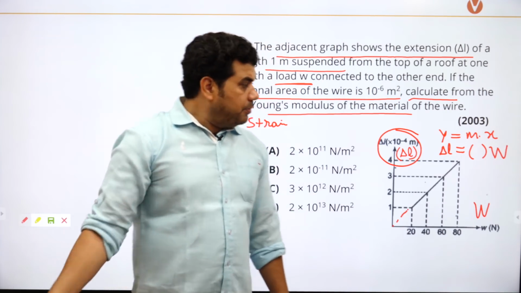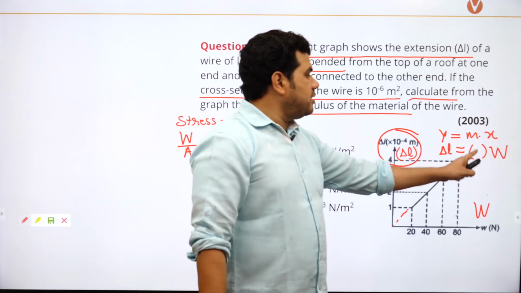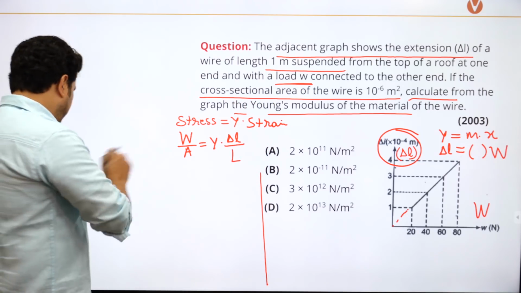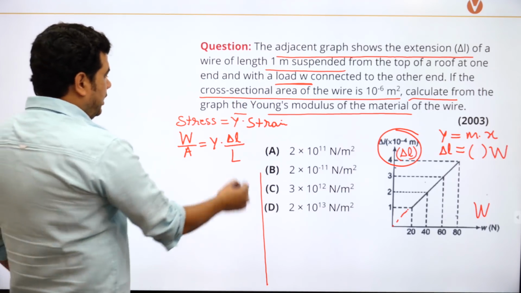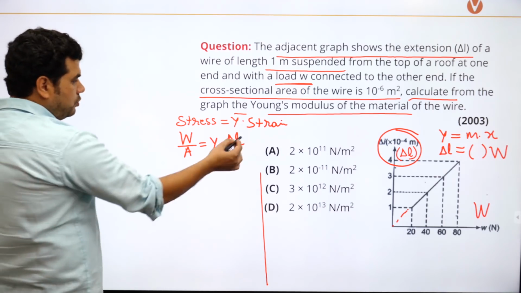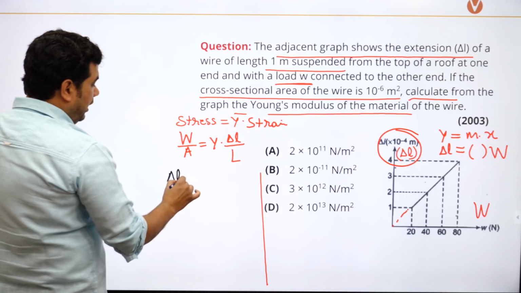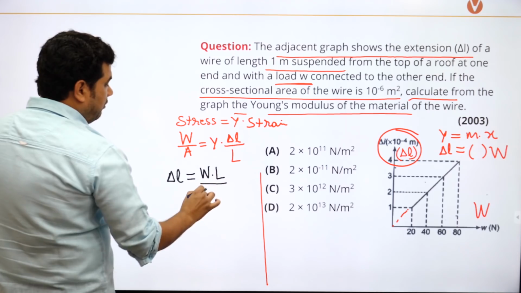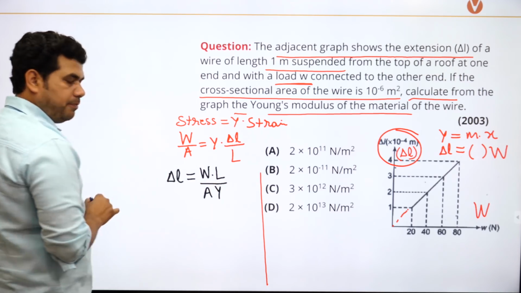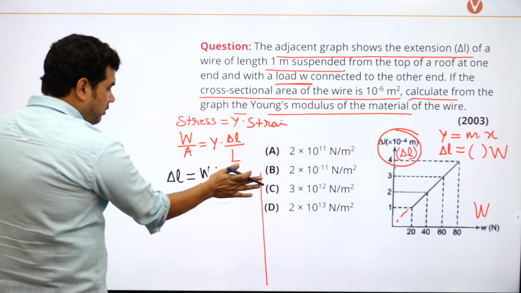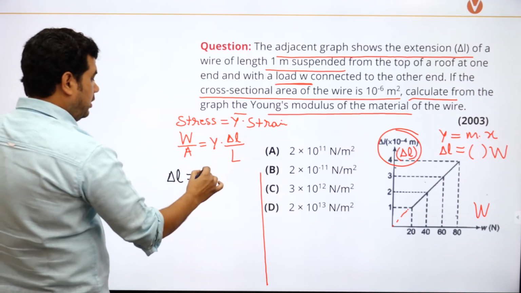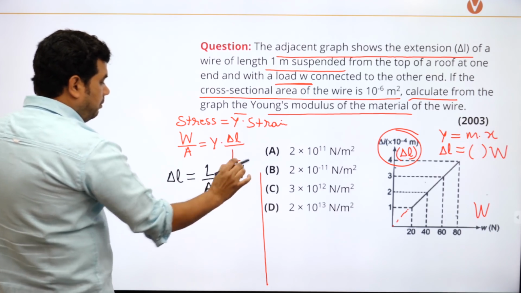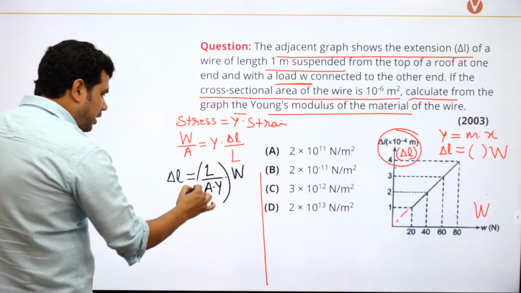चलो देखो, अब यहां से आगे क्या है? Delta L is equal to something into W. This is the equation. Okay? So यहां पर भी हमको इसी फॉर्म में लाना है. Delta L is equal to something into W. So we can write delta L is equal to W into L divided by A into Y. Right? And a better way we can write it: L upon AY into W. So this is that constant.